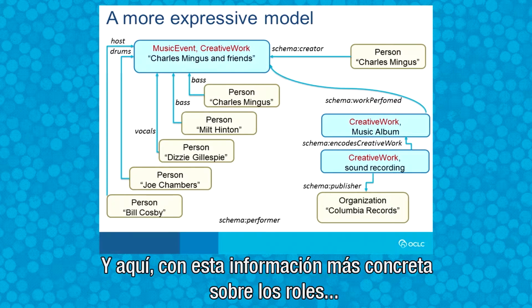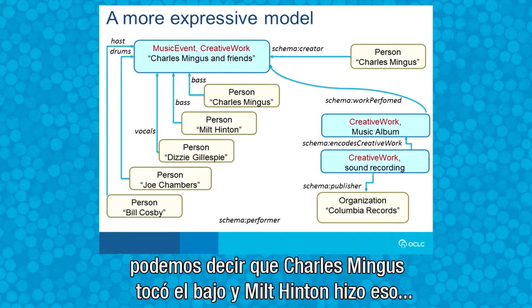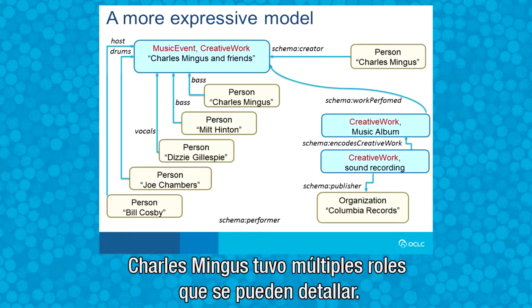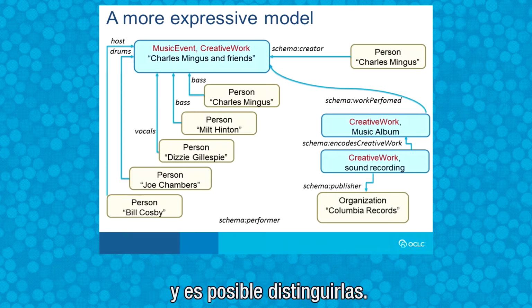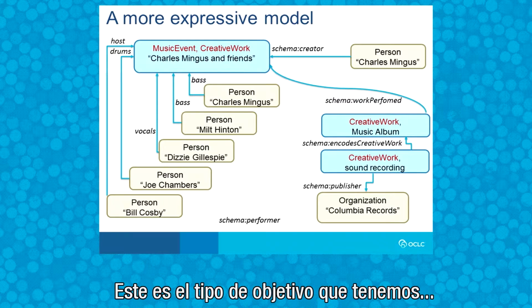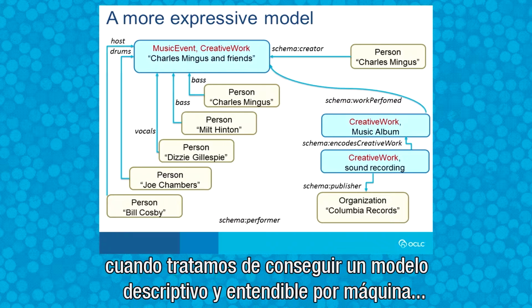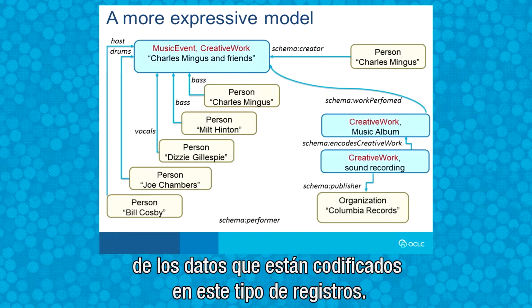And here, with this more specific role information, we can say that Charles Mingus played the bass, Milt Hinton did that, Charles Mingus had multiple roles, and you can spell those out. And so you can begin to see that there are multiple ways to contribute to a creative work, and you can keep them apart. And so this is the kind of thing that we're aiming for as we try to get a more descriptive machine understanding of the data that is encoded in these kinds of records.